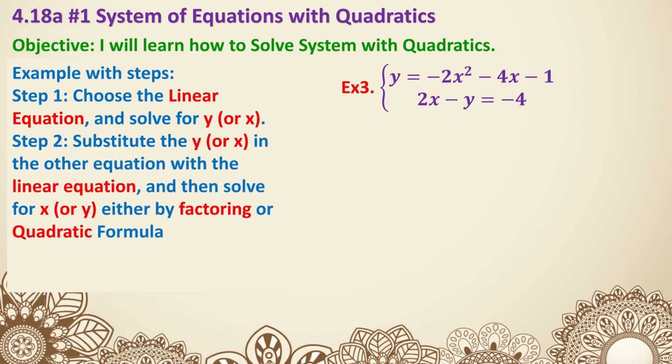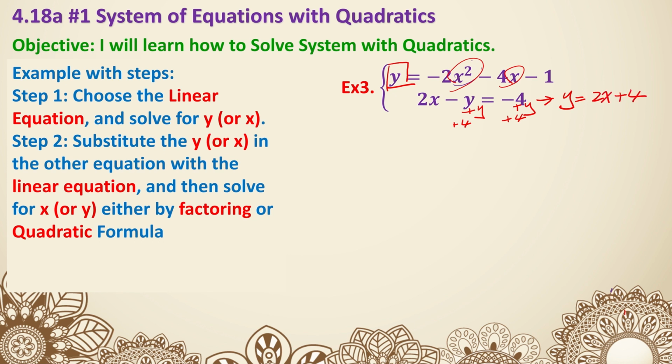Example 3. Let's go through the same process. So this one, x squared again, and 4x, which means it's easier to solve for the y. So to solve for y, we're actually going to move y to the other side. We'll add y on both sides and also add a 4 to move it to the left. We're going to get y equals 2x plus 4.